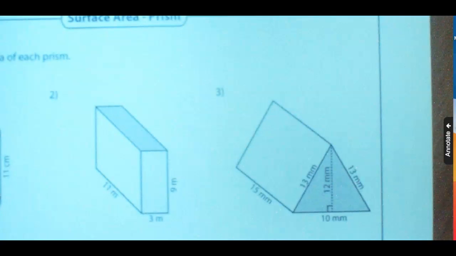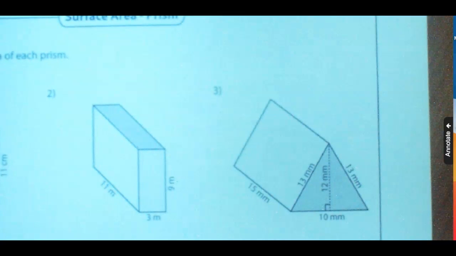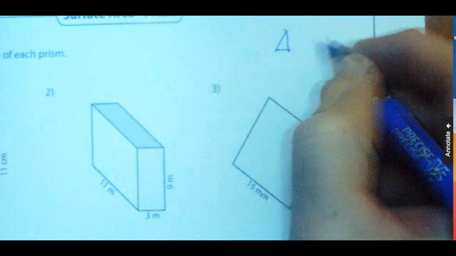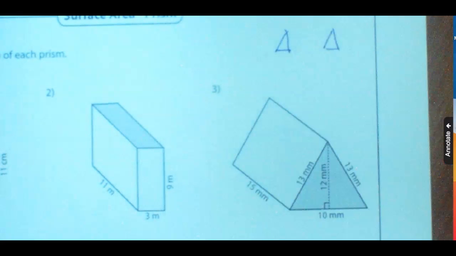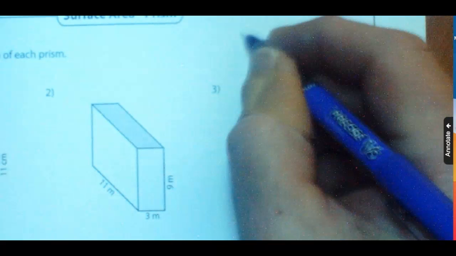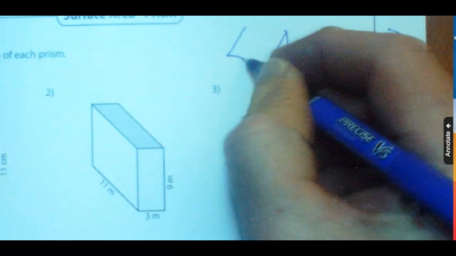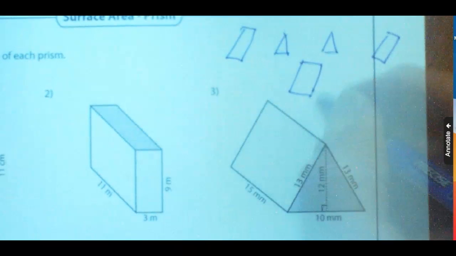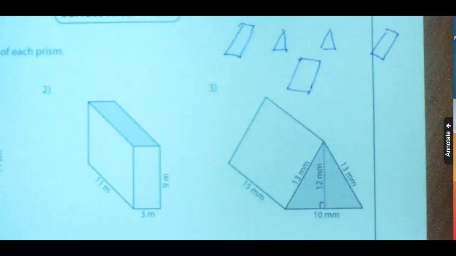First of all, we'll do this triangular prism here. We're going to have 2 triangles. We've got to find the area. Those will be the front and the back. We've got this side over here. We've got this side over here. We're also going to have the bottom. Those will all be rectangles. So let's find the triangles first.